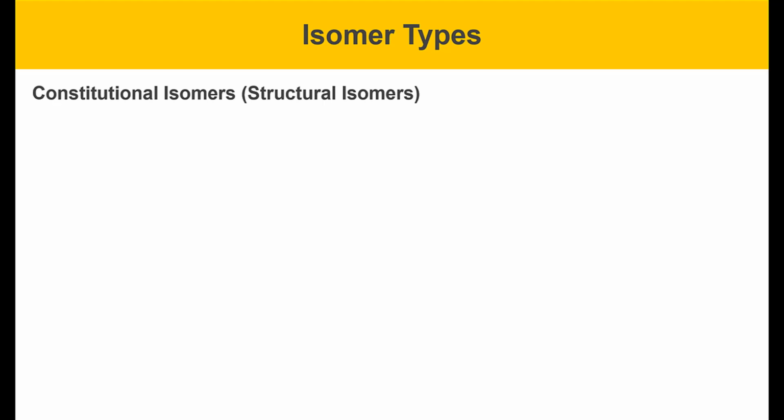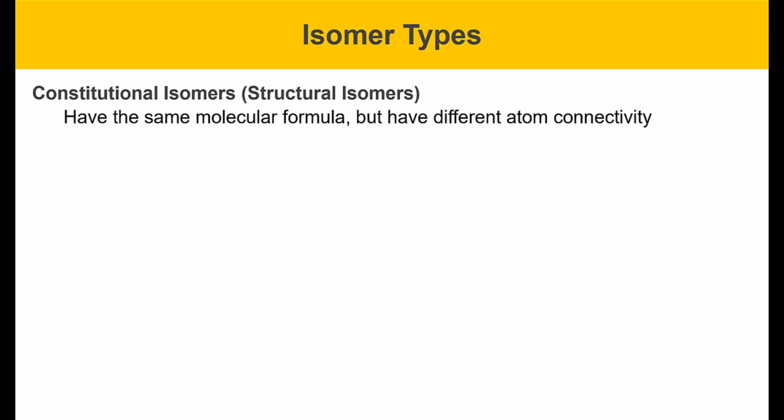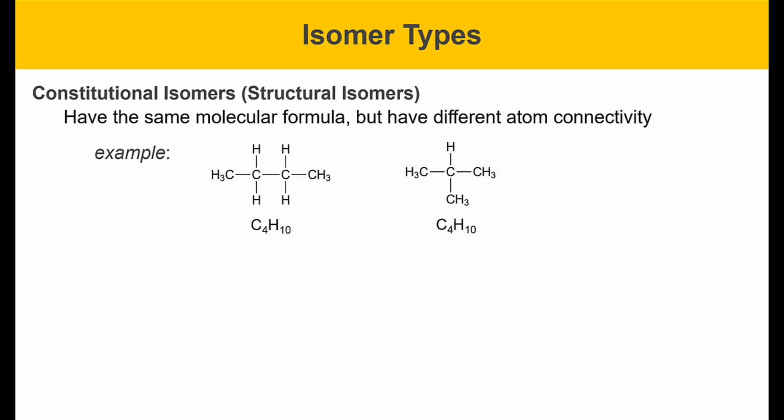These are also called structural isomers. These have the same molecular formula, but different atom connectivity. For example, here are 2 constitutional isomers of butane. They both have formula C4H10, but they're connected differently. We have a 4-carbon chain on the left and a 3-carbon chain with a branch on the right. These are connected differently. These are constitutional isomers.